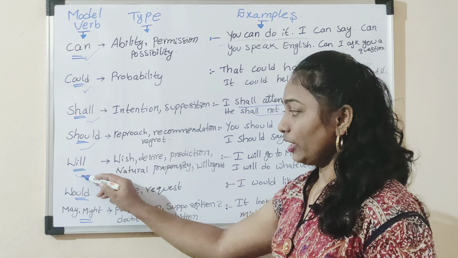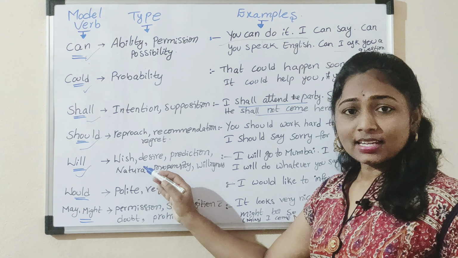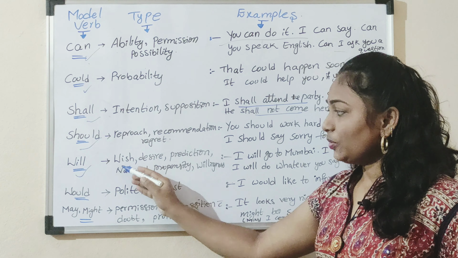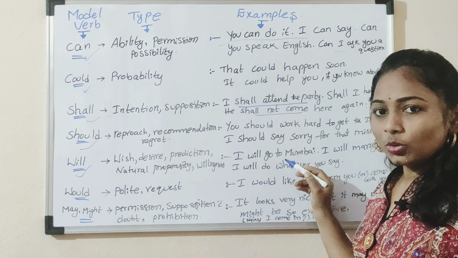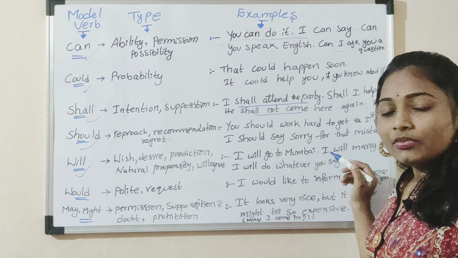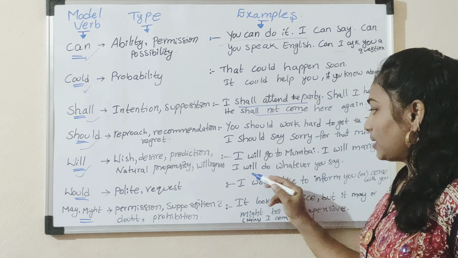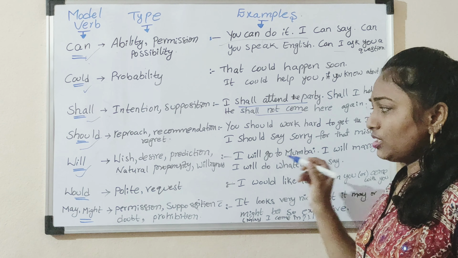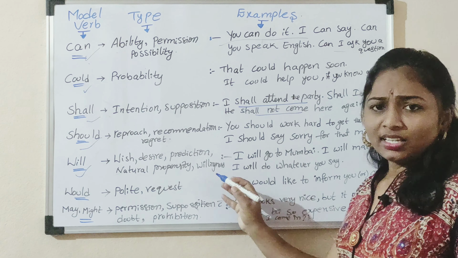Now let's go through will. With will, you can express wish, desire, prediction, natural propensity and willingness. Here are the example sentences. I will go to Mumbai, which is telling about prediction, right? I will marry her, which is natural propensity. I will do whatever you say, which is willingness or wish, desire. These are the example sentences for the situations in which you could use will.